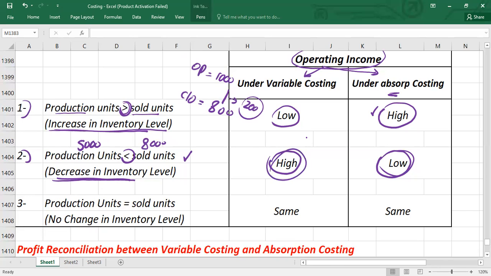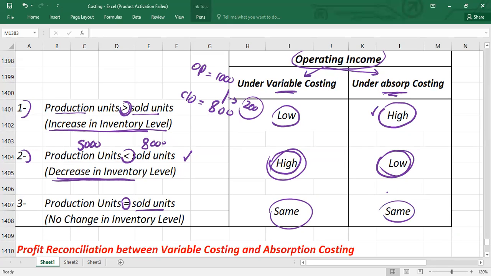Then guys, we have your third scenario, and we will reconcile, don't you worry. We have a third scenario when your production is exactly equal to the units sold. So in that scenario, guys, what will happen? You have to remember here, when the production is equal to units sold, both costing methods, whether variable costing or absorption costing, would result in the same operating income.